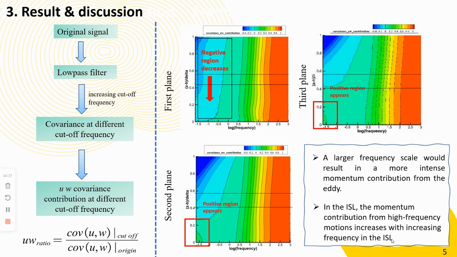From this figure, first plane, second plane, and third plane, we can see that as the turbulence scale decreases, the momentum contribution increases.